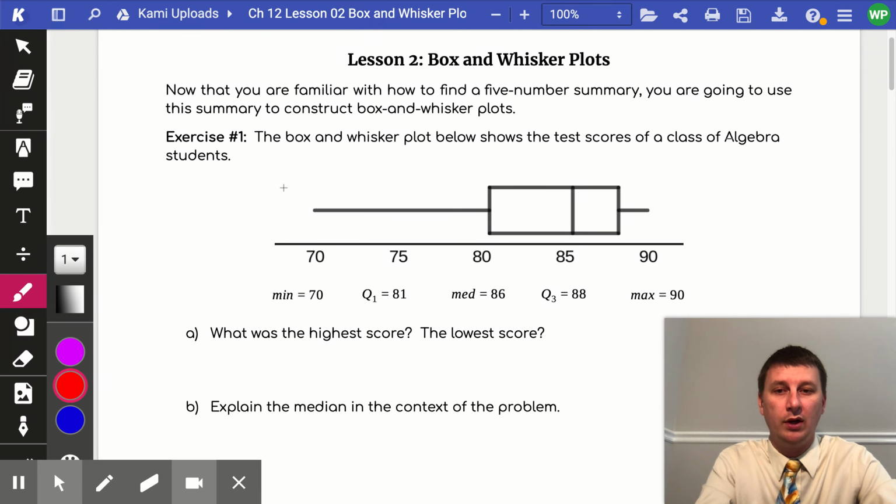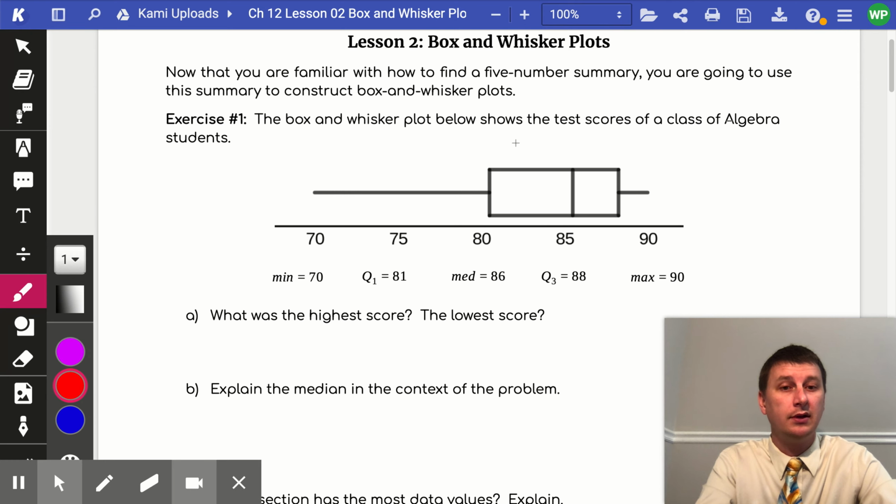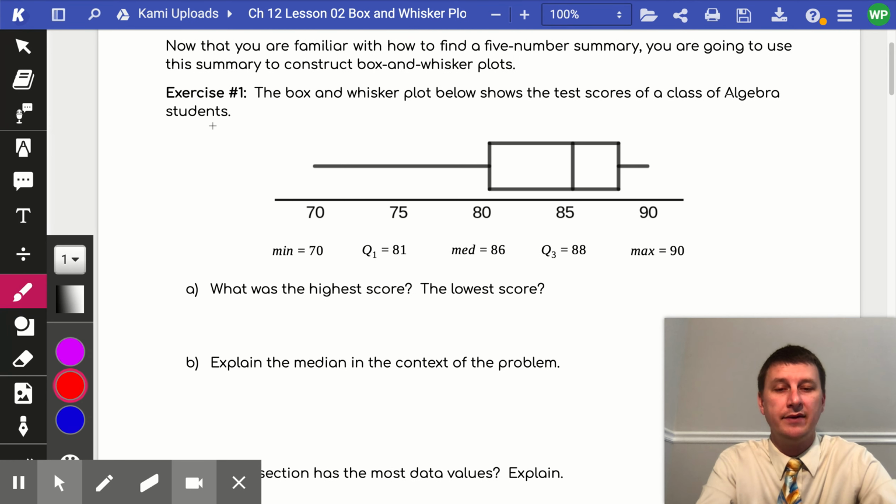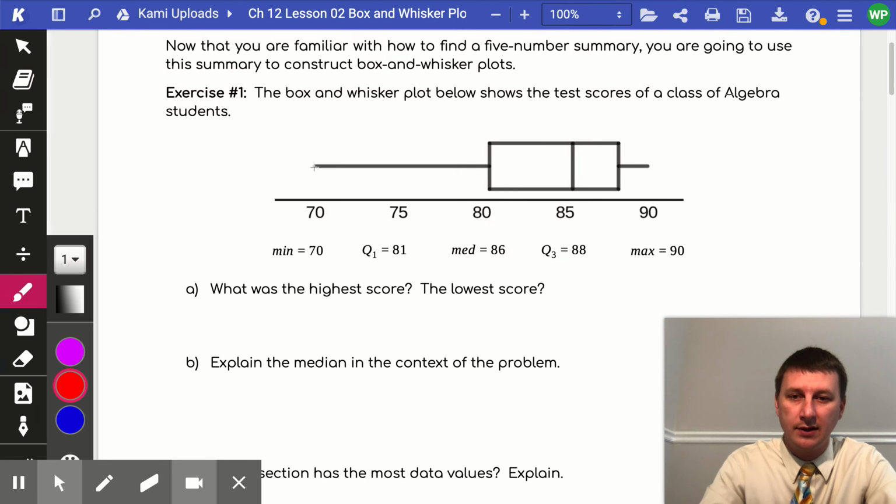And in exercise number 1, we have a box and whisker plot shown, and it shows the test scores of a class of algebra students. It tells you that your minimum value was 70, your first quartile was 81, which is represented right here. So let's label this graph actually. So we have our minimum value is this part of the box and whisker plot. Our first quartile is represented by the first line or the first left side of the box. Our median is 86. Our median is the middle line inside the box. So this is going to be our median.